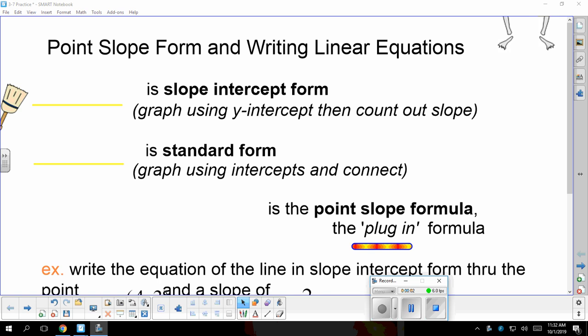Of lines and linear equations. So we have a couple of different forms of a line.